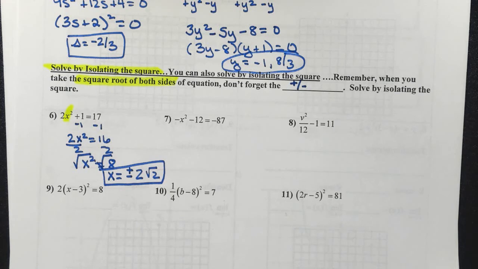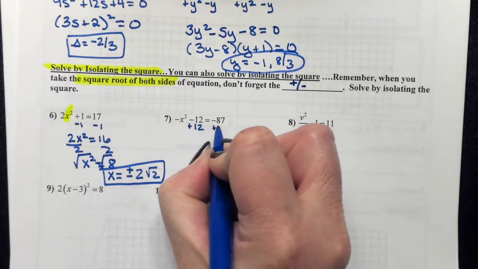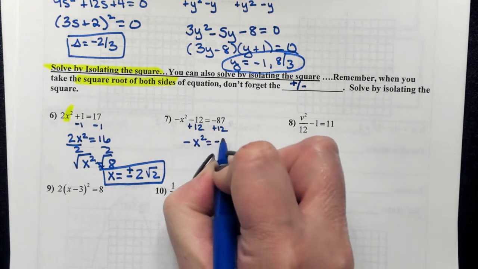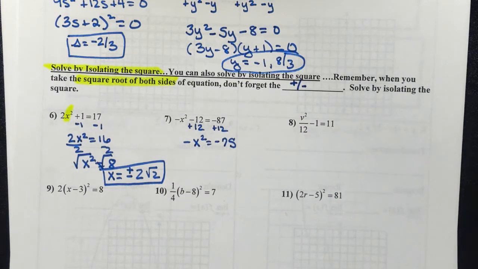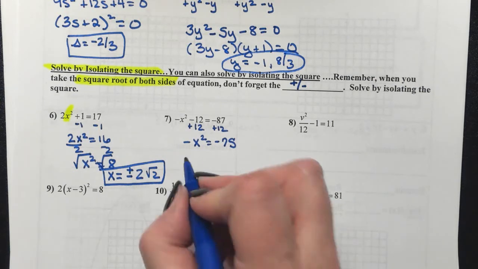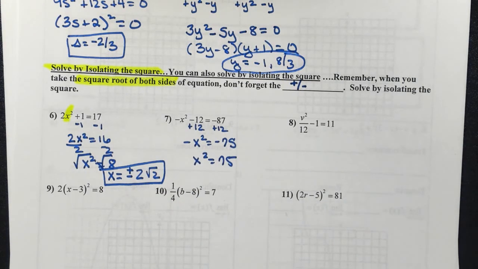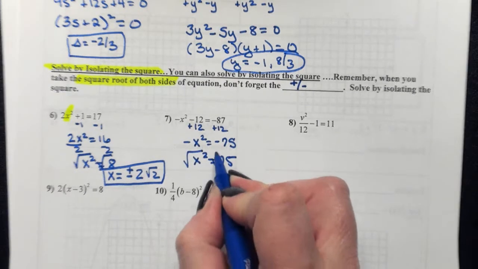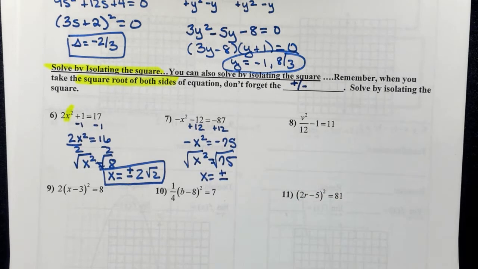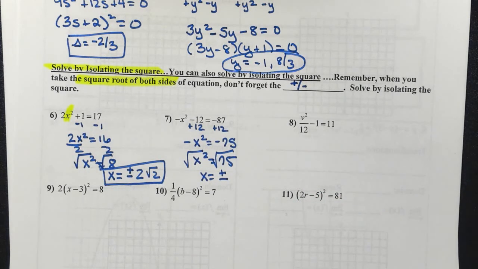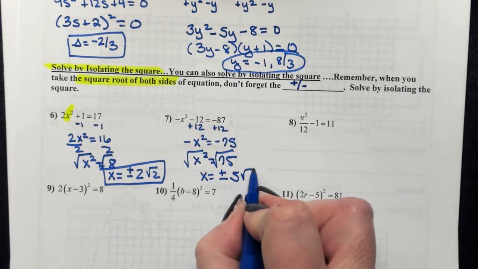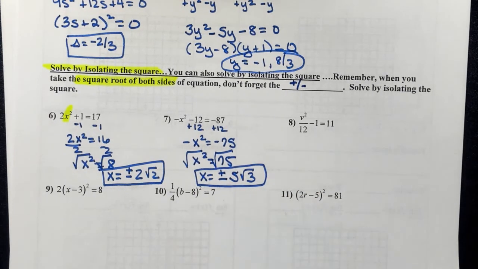So take a look at number 7. What's going to be the first step to get x squared by itself? Add 12. So I have negative x squared is equal to negative 75. Am I ready to do the square root? No, because what do I have to do next? I have to divide by a -1 or multiply by a -1, so x squared is equal to 75. Now I can take the square root. So x is equal to plus or minus. Don't forget that plus or minus. Can you simplify the square root of 75? Yes, it's going to go down to what? 5 square root of 3. So don't forget to simplify the radicals if you can.